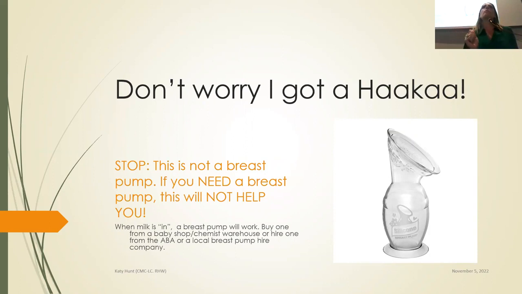There's this crazy woman on YouTube that puts the haka on one side and the breast pump on the other, and she goes, my haka is so good, it got the same amount as my Medela pump. And I just go, no. The reason you've got milk in the haka is because you put the Medela pump on. If you put a baby on one side and the haka on the other, you'll get some milk, but it won't work on its own. If you put the haka on by itself, I'm sorry, it won't work.